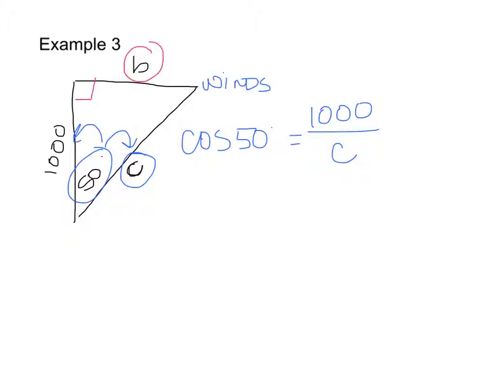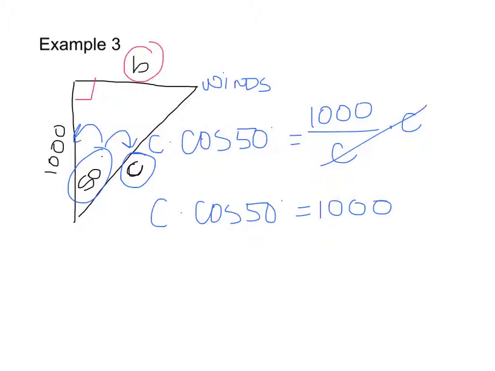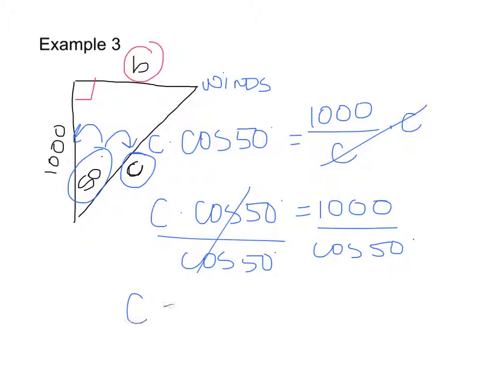Adjacent over hypotenuse. So if I go to solve for C, I'm going to multiply by C on both sides, and the C's on the right are going to cancel. So on the left I have C times the cosine of 50 degrees equals 1,000. And then to solve for C, I'm going to divide by the cosine of 50 degrees on each side. So that C is 1,000 divided by the cosine of 50 degrees.